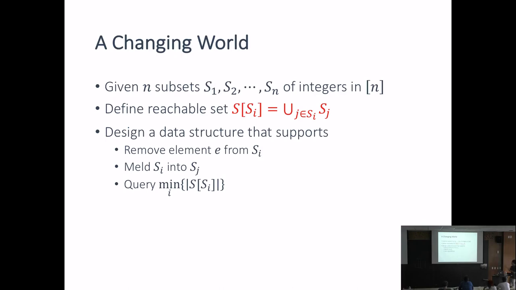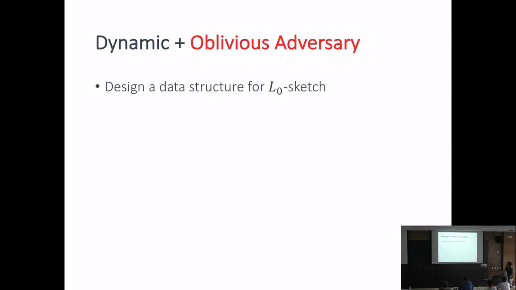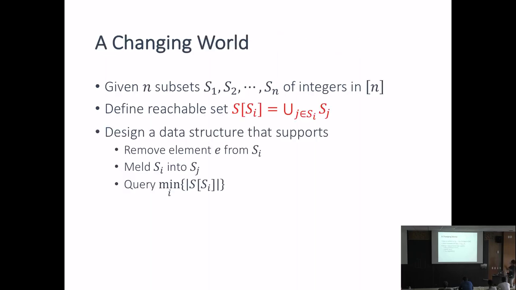So the original problem, we need to support three operations. They are removing element E from S_i, melding S_i into S_j, and querying the mean size of the reachable set. In this case, we are going to face two types of adversaries. The first type is the oblivious adversary, which means the operations are given before the whole thing happens. The adversary will specify the sets over here, give you a sequence of operations, and then you run the algorithm to answer those questions.